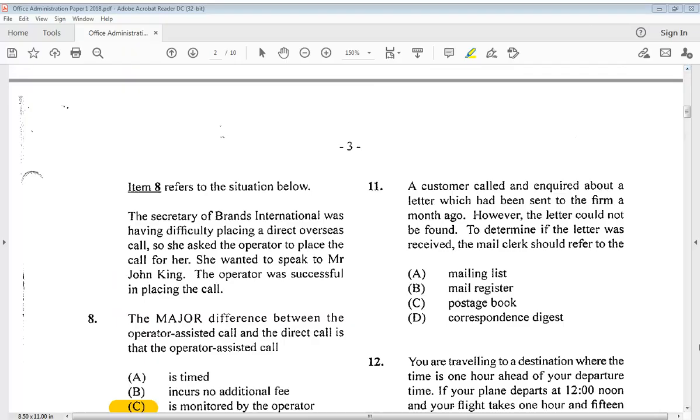Let's go to number 11. A customer called and inquired about a letter which had been sent to the firm a month ago. However, the letter could not be found. To determine if the letter was received, the mail clerk should refer to the A, mailing list, B, mail register, C, postage book, or D, correspondence digest. So to determine if the letter was received, the mail clerk would have to check the mail register. So B would be our answer.